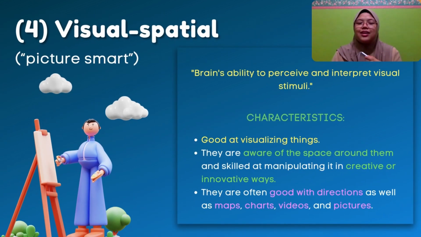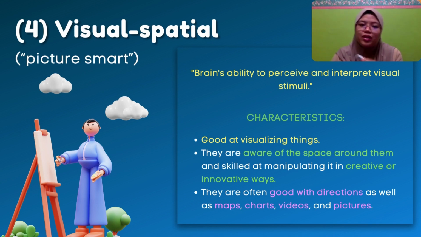Next is visual spatial intelligence, or picture smart. Visual spatial intelligence is actually the brain's ability to perceive and interpret visual stimuli. What they can see in their environment or their surroundings, they can interpret.